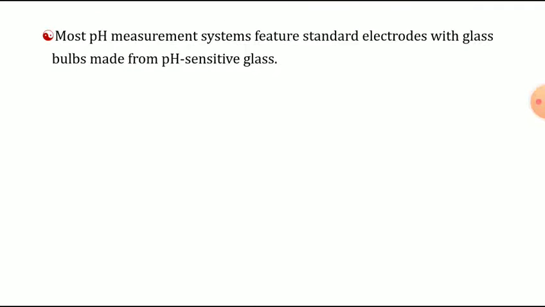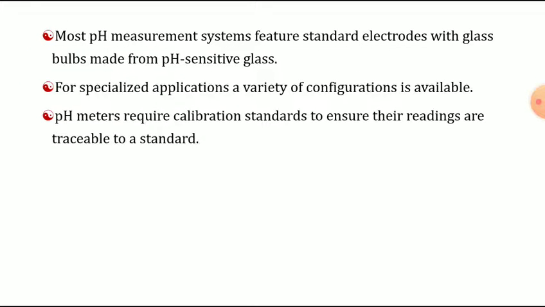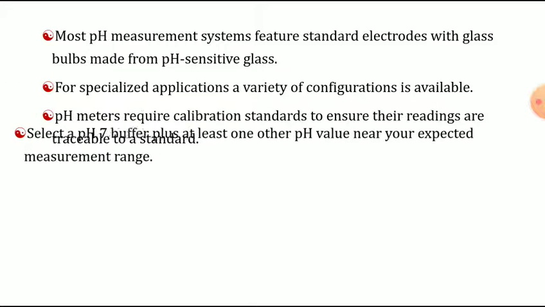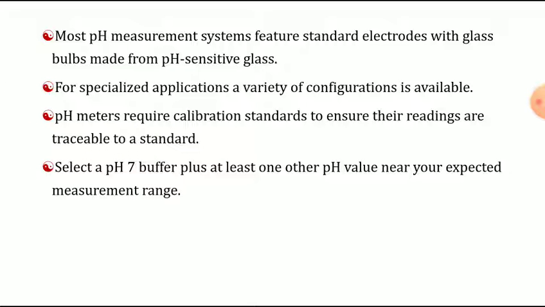Now the pH meters mostly used measurement systems feature standard electrodes with a glass bulb made up of pH sensitive glass. For specialized applications, a variety of configurations is available. pH meters require calibration standards to ensure their readings are traceable to a standard. Select a pH 7 buffer plus at least one other pH value near your expected measurement range.